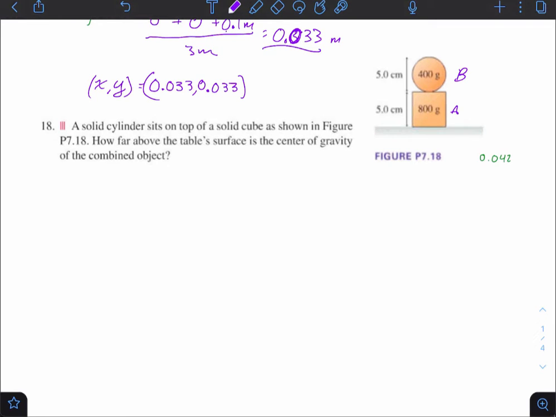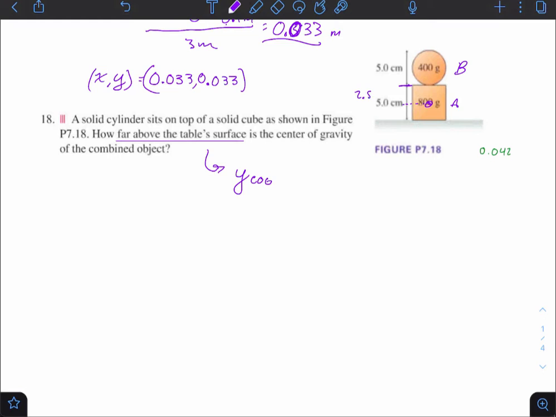So if we're trying to find how far above the table's surface, we're looking for the vertical center of gravity. And I guess that would be center of gravity subscript y, but I like this better. So if this whole thing is 5 centimeters, that means its vertical position is 2.5 centimeters, or 0.025 meters.